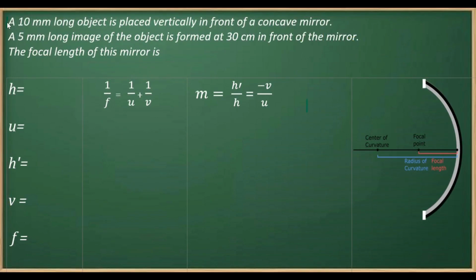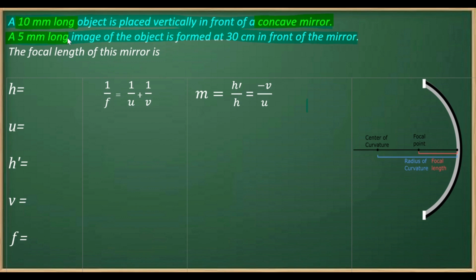Right. In the next question, it says a 10 mm long object is placed vertically in front of a concave mirror. So the first information that we have is the length of the object, or the size of the object, is given, and it is a concave mirror. Further, it says that a 5 centimeter long image of the object is formed at a distance of 30 centimeter in front of the mirror.